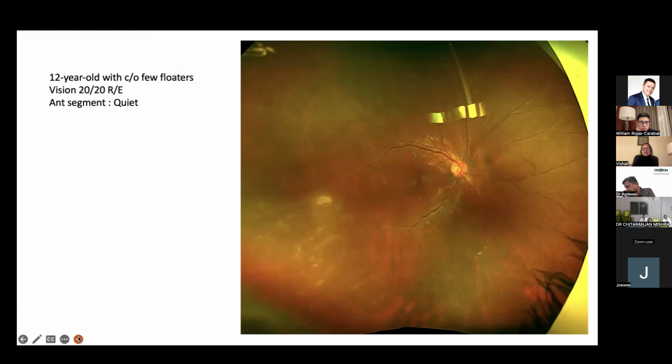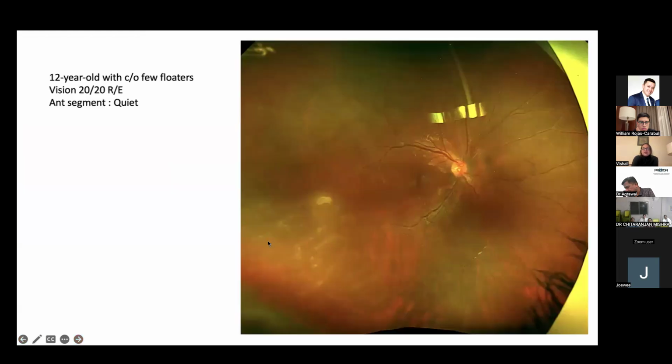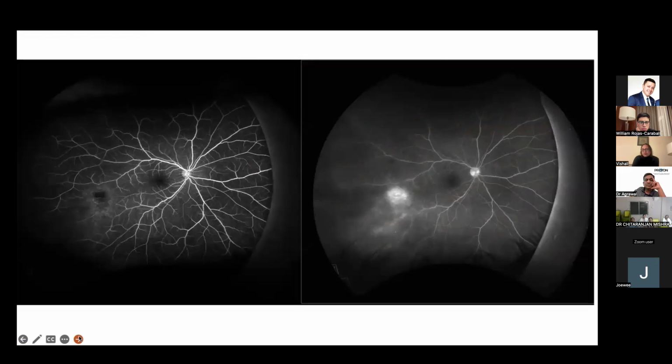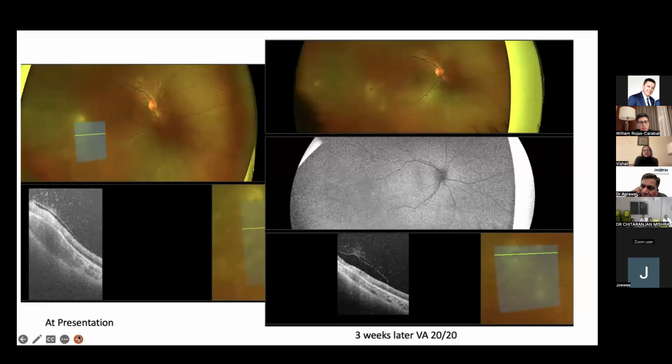12-year-old, floaters, 20/20 vision, anterior segment quiet, and in the fundus, in the lower temporal quadrant, we see something which looks like toxo. And this is what the fluorescein shows, lesions suggestive of toxo. OCT again shows those cells, hyaloid with round cells, retinitis, hyperreflective, and fusiform choroidal involvement. Again, very classically toxo, no labs, no investigations.